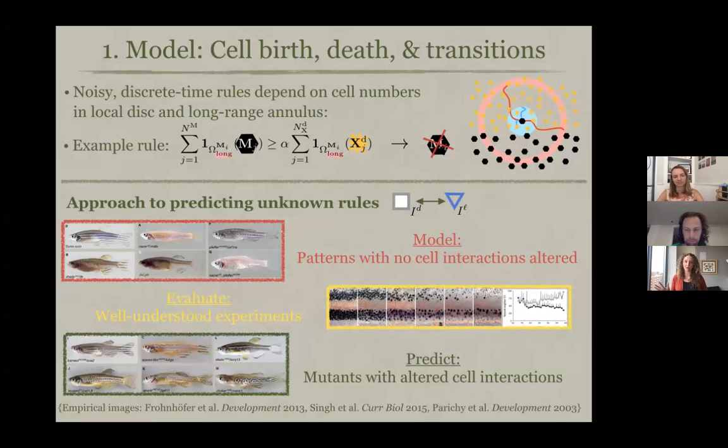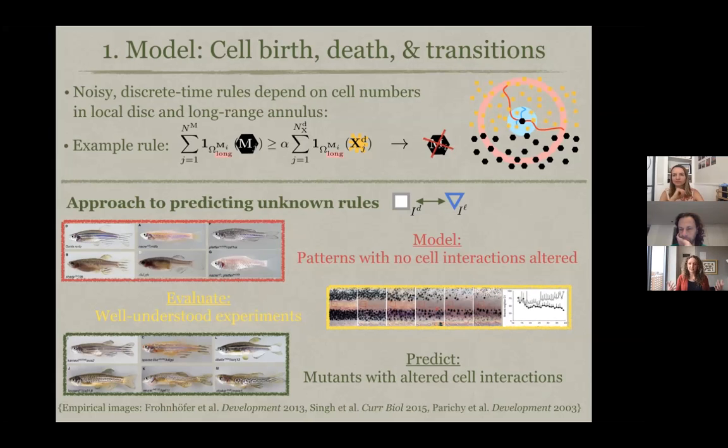So all of our rules have this general form of looking at a local neighborhood, looking at a long-range annulus around each point or cell, and then determining how that cell is going to behave based on the types of cells in those 2 neighborhoods. So for cell birth and death, we knew what types of cells should be in those two neighborhoods and how our rules should be structured. But for shape transitions, because that was really new biology, we did not know what these rules should look like.